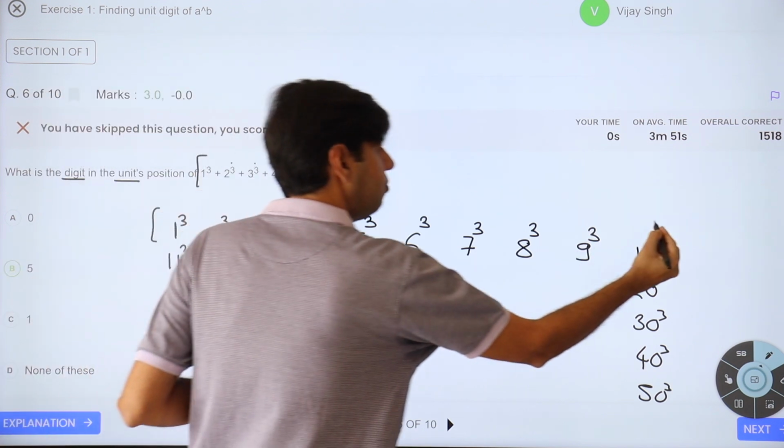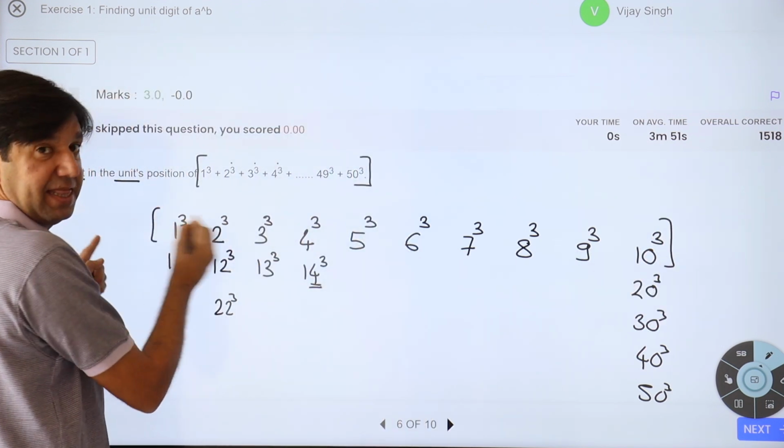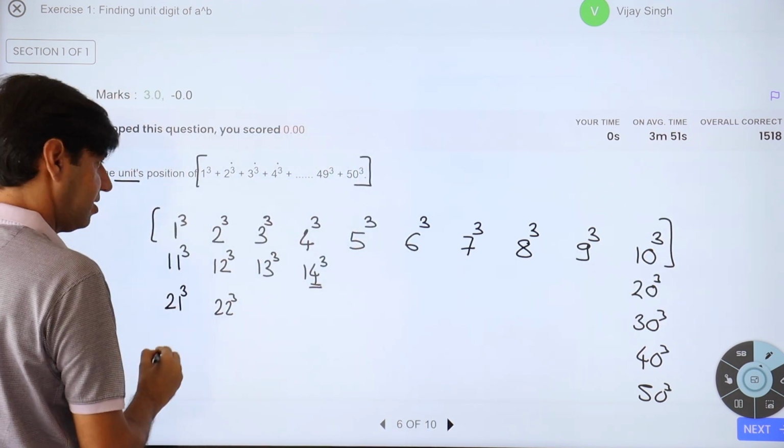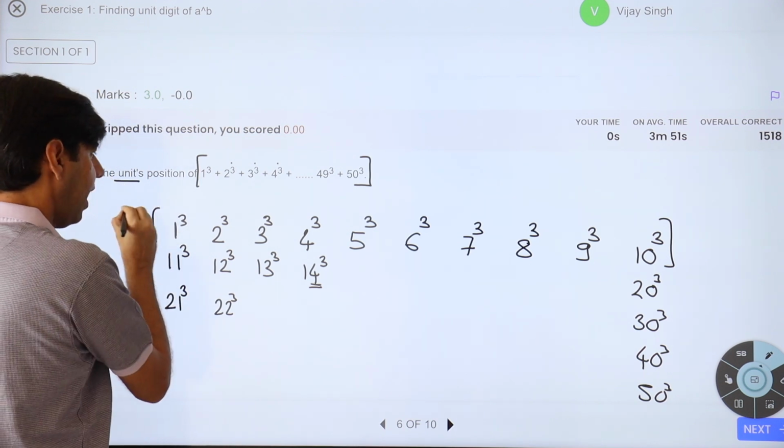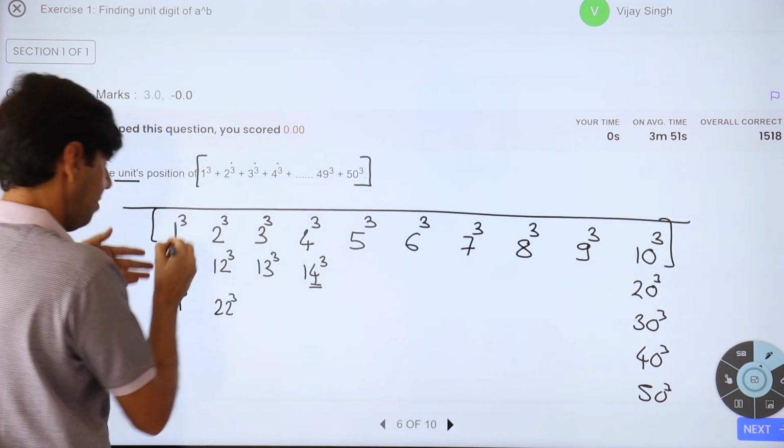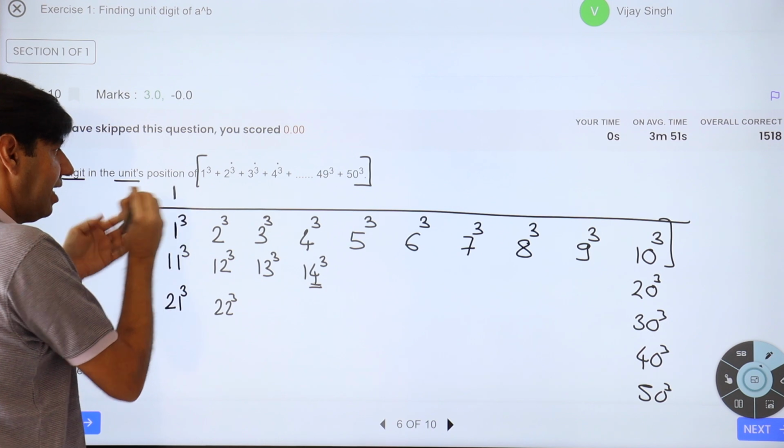So I find the unit digit of the first row and that will be the same. All these are going to end with the same digit. So let me write it here. All these are going to end with a 1.